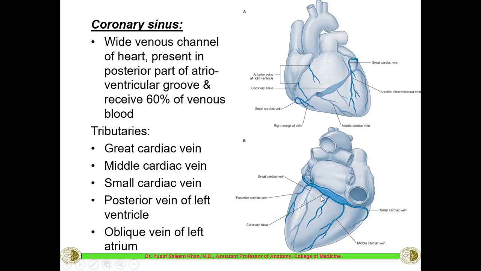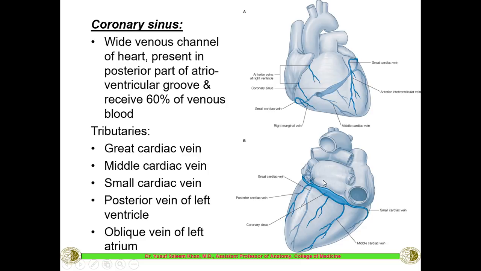So what are the tributaries of this vein and how does it begin and end? This coronary sinus is a wide venous channel of the heart present in the posterior part of the atrioventricular groove. So this is the coronary sinus. From the front you cannot see it, but they have shown the impression of how it looks. This is the posterior view, where it is exactly present.